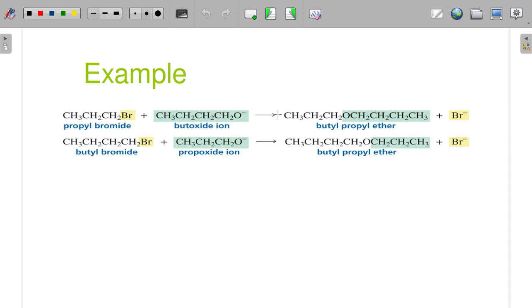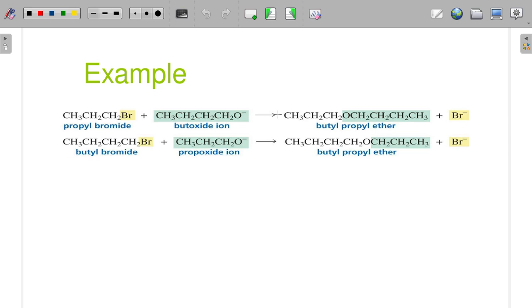Now, theoretically, you can do this with just about any alcohol and any alkyl halide and make any ether. Like if you want to make butyl propyl ether, you could start with propyl bromide and butoxide ion, or you could do butyl bromide and propoxide. And both of them would give you butyl propyl ether.